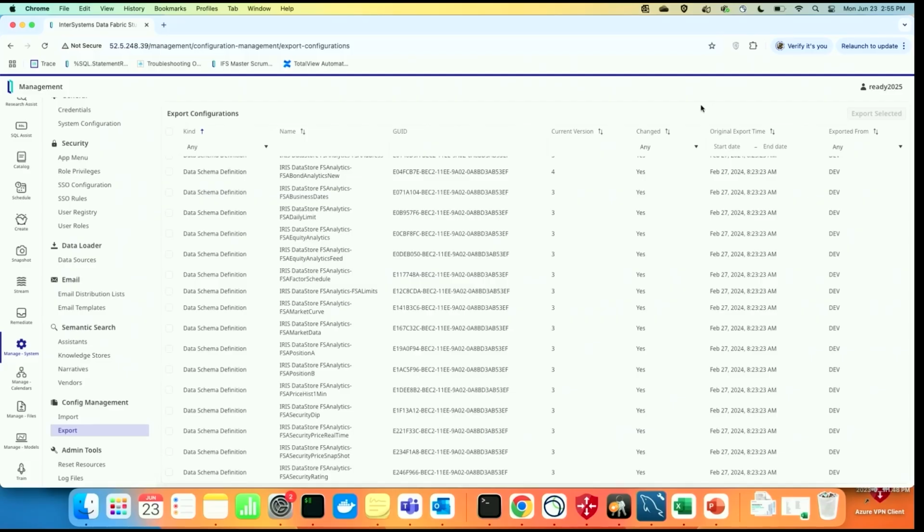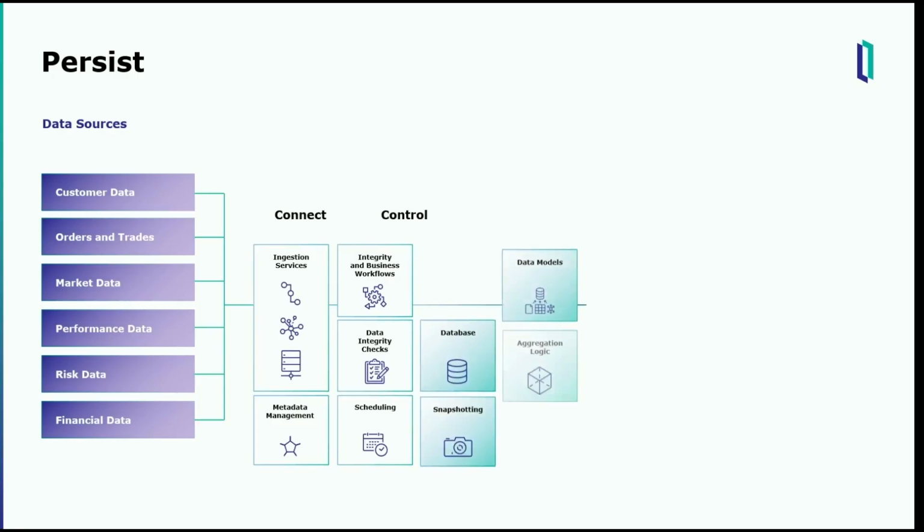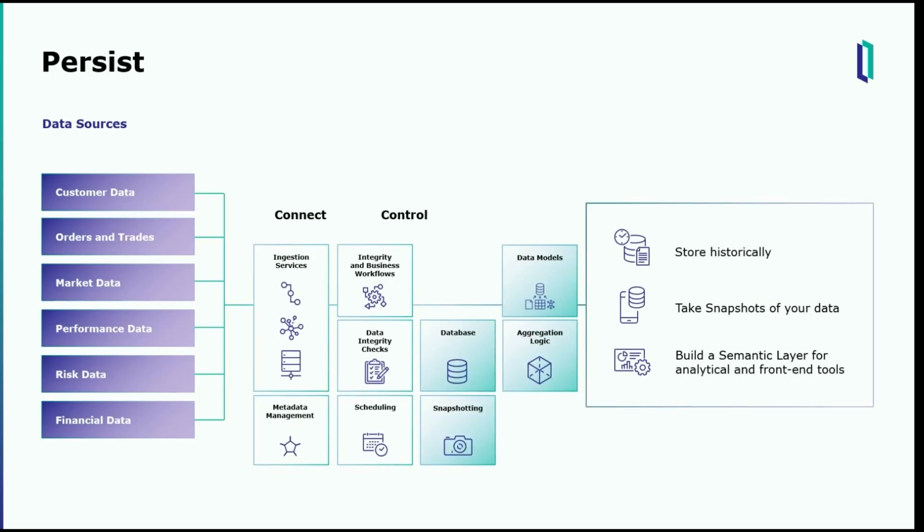Okay, and now we'll take it back to the slides to talk about the next step. So now after control, we have persist. All this data that we're pulling from these data sources will persist in IRIS. We store all the historical runs, so you can access data from previous loads if needed.